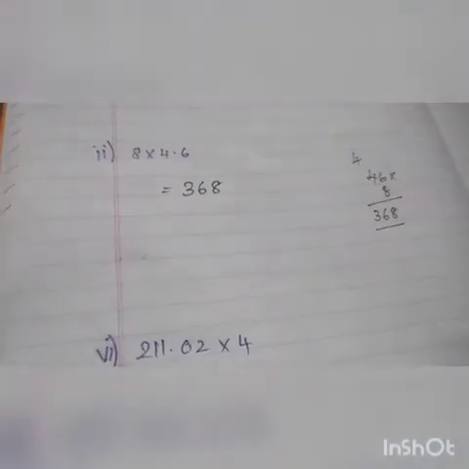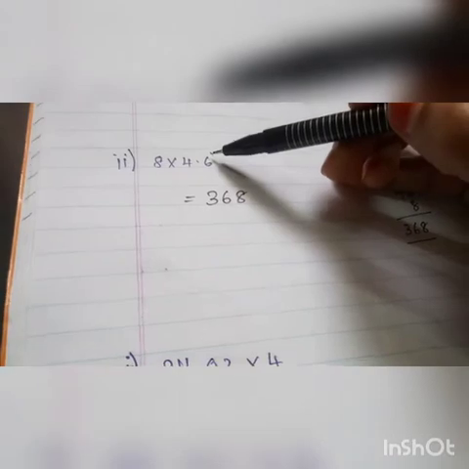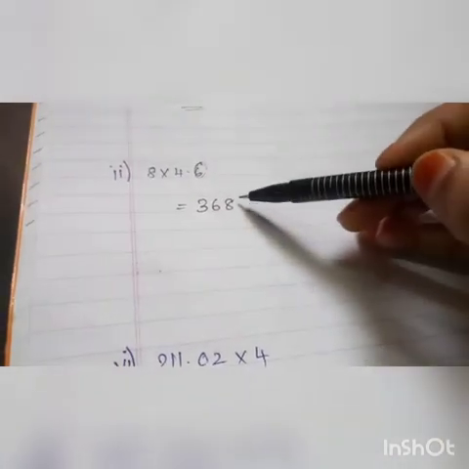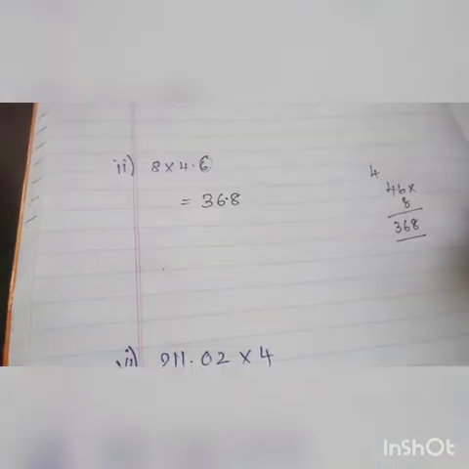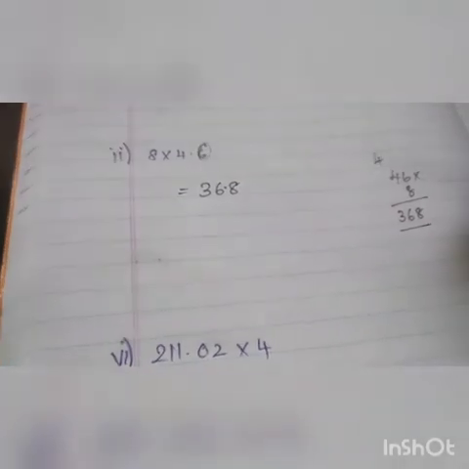368. So after that what? Don't forget to put a decimal point. So after how many digits is the decimal here? After 1 digit. So after a digit you keep a decimal point. So 36.8 is the answer.